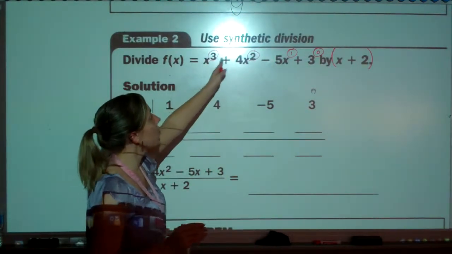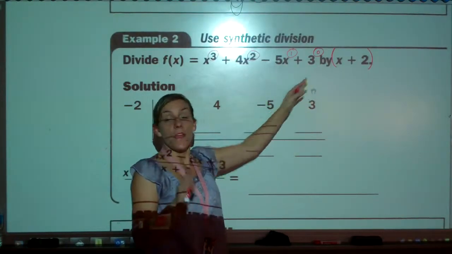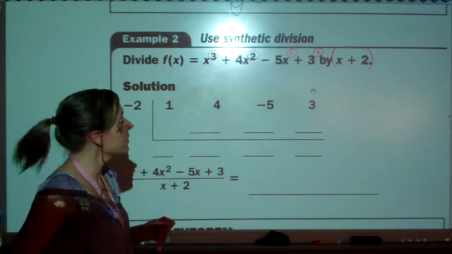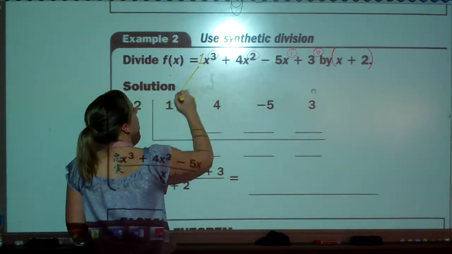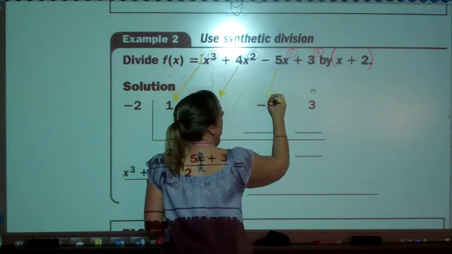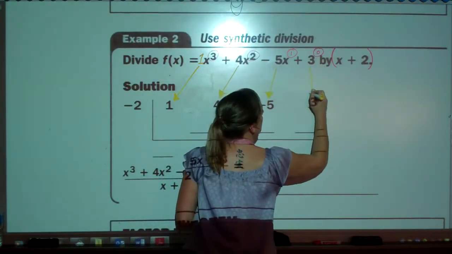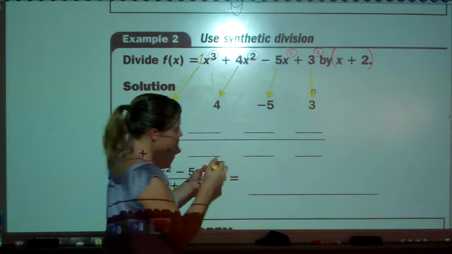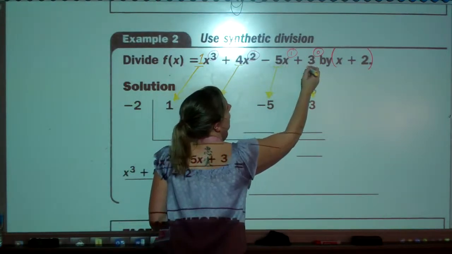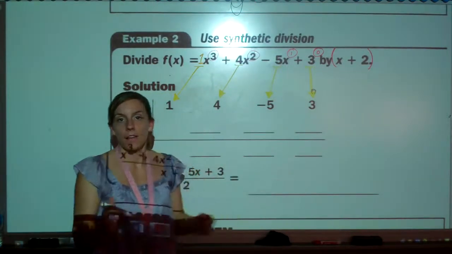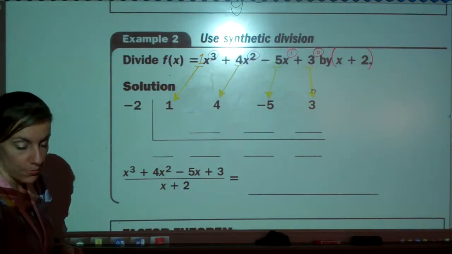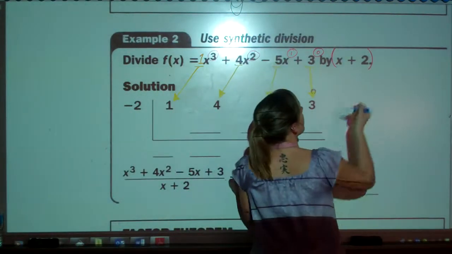So as long as I have a term for each exponent, then I don't need to include that 0 like I did last time. And then all we did was, this had a 1 in front of it, so I put a 1 right there. The 4 went right here. The negative 5 goes right there. And the positive 3 goes right there. Okay? So I'm just taking these coefficients and putting them in an upside down box is really what it looks like.